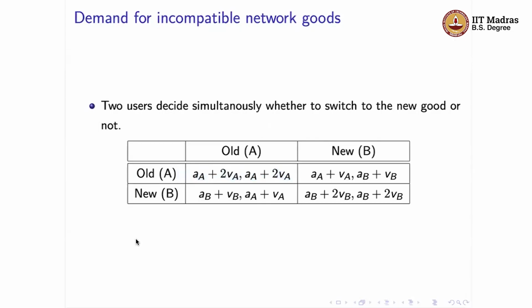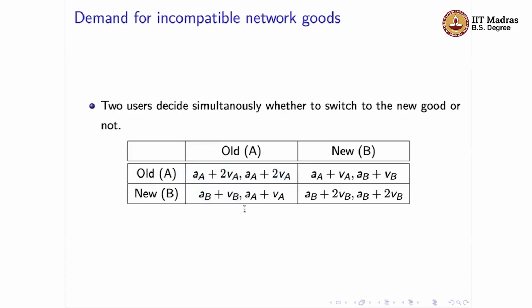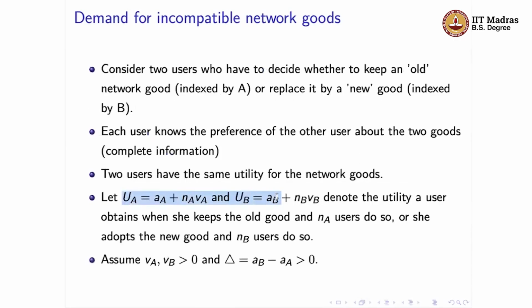What happens if the first player selects B and the second player chooses good A? In that case, the payoff to the first player is going to be AB plus VB. Here, VB is there because the number of players who are going to adopt good A is 1, and the number of players who are going to adopt good B is also 1. And so therefore, the payoff to player 2 is going to be AA plus VA, right? So similarly, this is how you should interpret the payoffs in the other entries in this matrix, right? So this is, I hope, quite understandable from this expression that we have here, right?